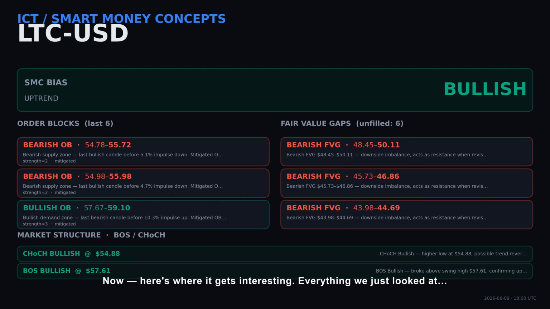On the daily chart, the SMC bias is bullish, with an uptrend market structure. The most recent order block is a bullish zone between $57.67 and $59.10. That's where institutional orders are likely parked. We've also got an unfilled bearish fair value gap between $43.98 and $40.69. Price tends to revisit these imbalances. Most importantly, we just had a BOS bullish move at 57.61, a key structural signal that smart money traders watch closely.